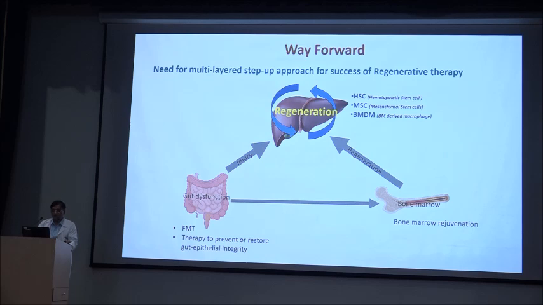We know that the gut is the source of injury and the bone marrow is the source of repair and regeneration, and we have given you the data that the gut can damage the bone marrow too. So together with bone marrow regeneration, therapies like FMT or therapies to prevent injury or restore the gut epithelial barrier should be considered to make regenerative therapy more successful. Thank you.